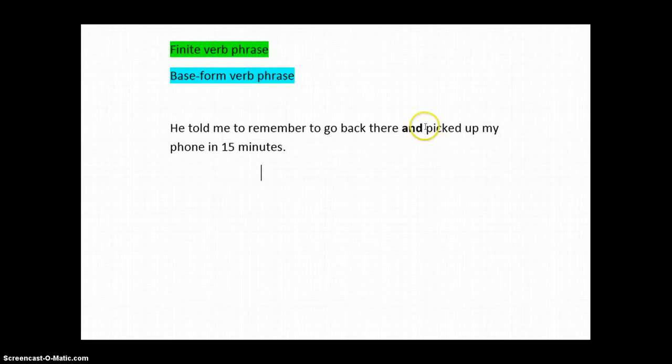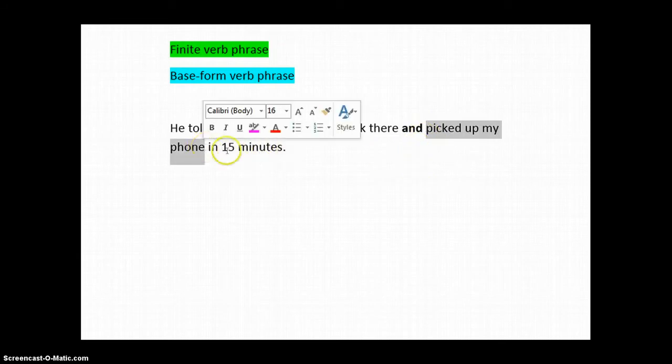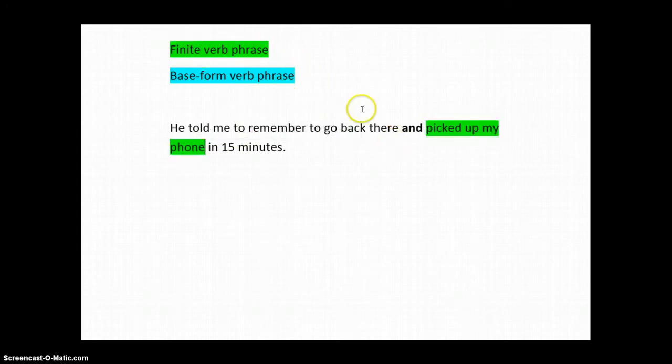So that's a finite verb phrase. Actually, I think I just want picked up my phone. So finite verb phrase, we have past tense here, so we're going to color it green. So now, on this side, we need to find another finite verb phrase, something else with a tense, maybe past, something else. Well, go back there.